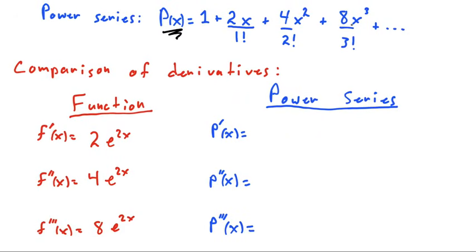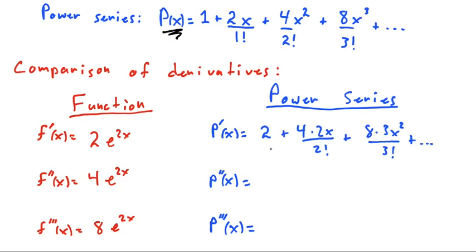When we take derivatives of this power series, the 1 goes away, and we have 2 over 1 factorial times 1, that's just 2, plus 4, the derivative of x squared is 2x, so we have 4 times 2x divided by 2 factorial, plus the derivative of x cubed is 3x squared, so we have 8 times 3x squared divided by 3 factorial, etc., etc.